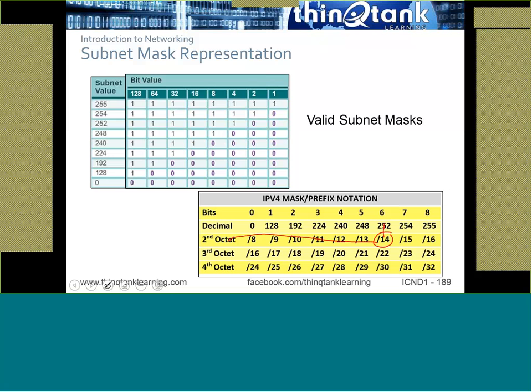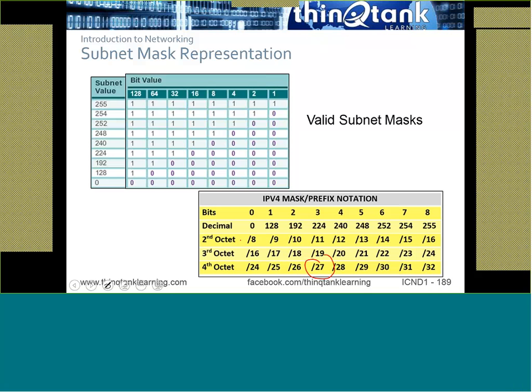What is /20? It is a 240 in the third octet. Okay, so what does that mean? /14, if it's 252 in the second octet, what is it in the first octet? 255. And what is it in the last two octets? 0, 0. That's right.